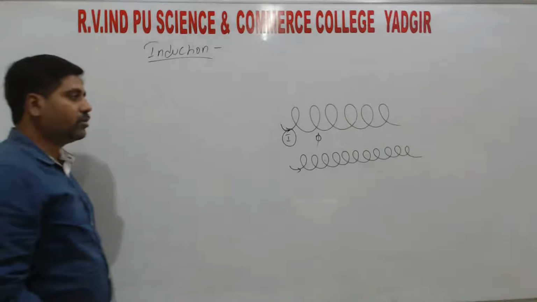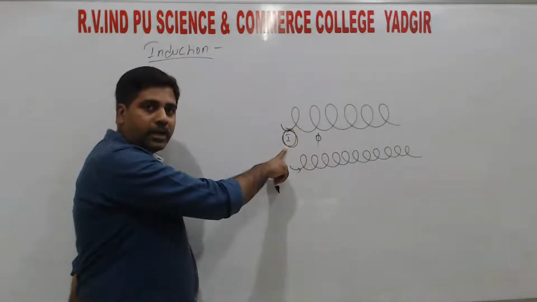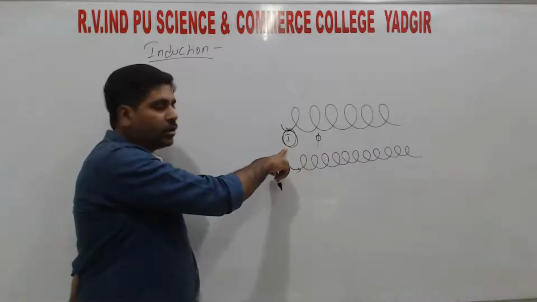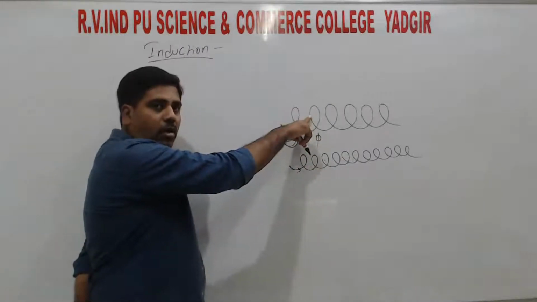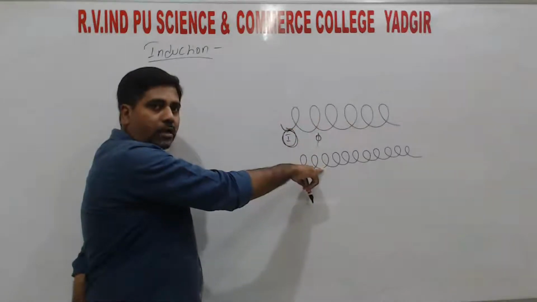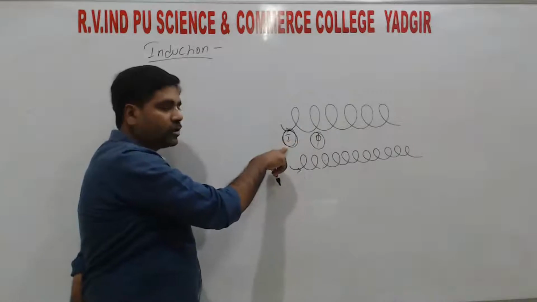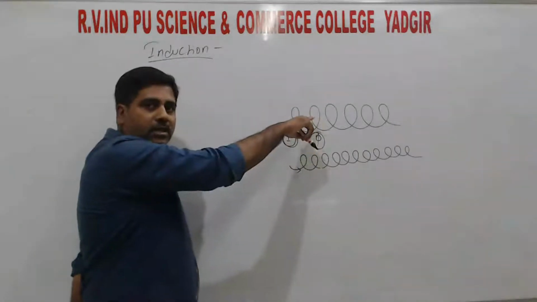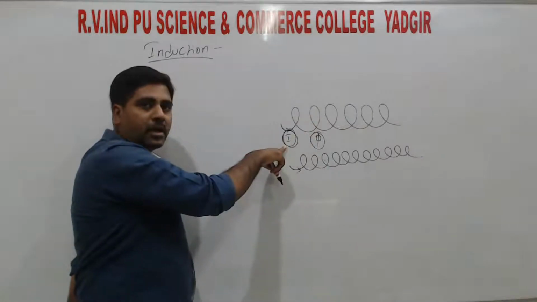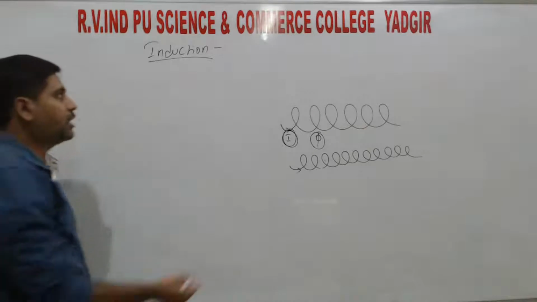So induction is a phenomenon in which current is generated, or current is induced, due to change in flux within its coil or a nearby coil. If the flux changes in the nearby coil, current is produced. Or if the flux changes in the same coil, current is also produced. That phenomenon we call induction, right?